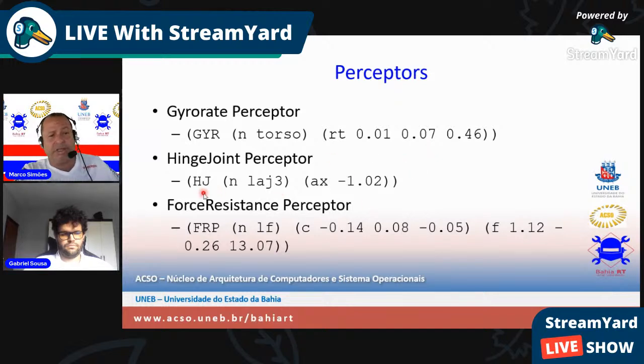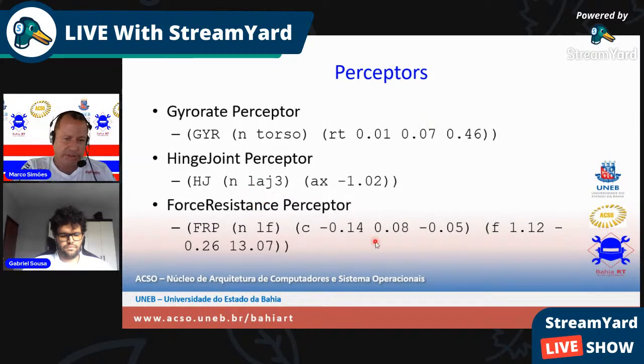The hinge joint perceptor is where you receive the feedback of your joints. Here you have the HJ, which is the tag that identifies the hinge joint perceptor, and you have a name of the joint. The names used here are not the same as the names used in the effector, but are similar. Here is left arm joint; in the effector, you have left arm effector. It's an E instead of J. So LAJ means left arm joint 3. This example is saying that this joint currently has this angle in degrees. So you have the feedback of the current position of each joint.